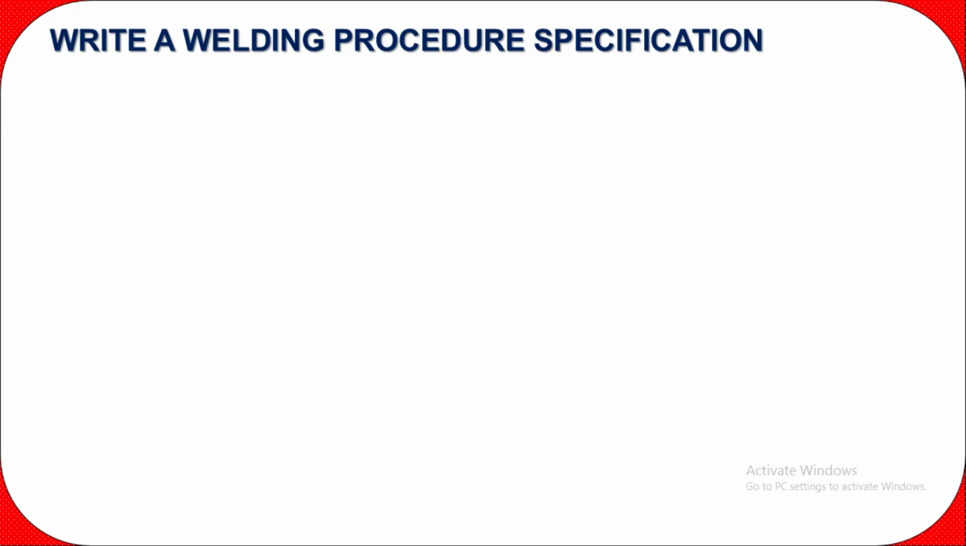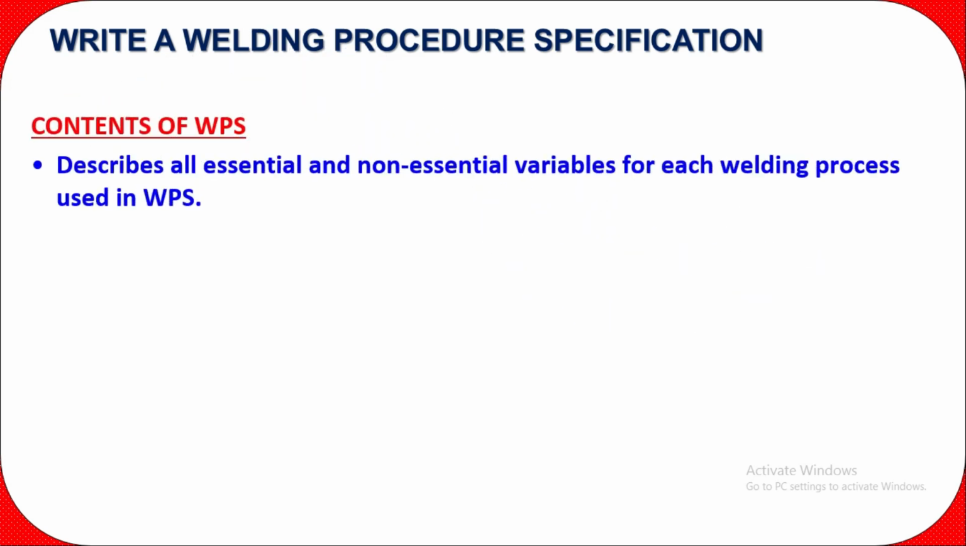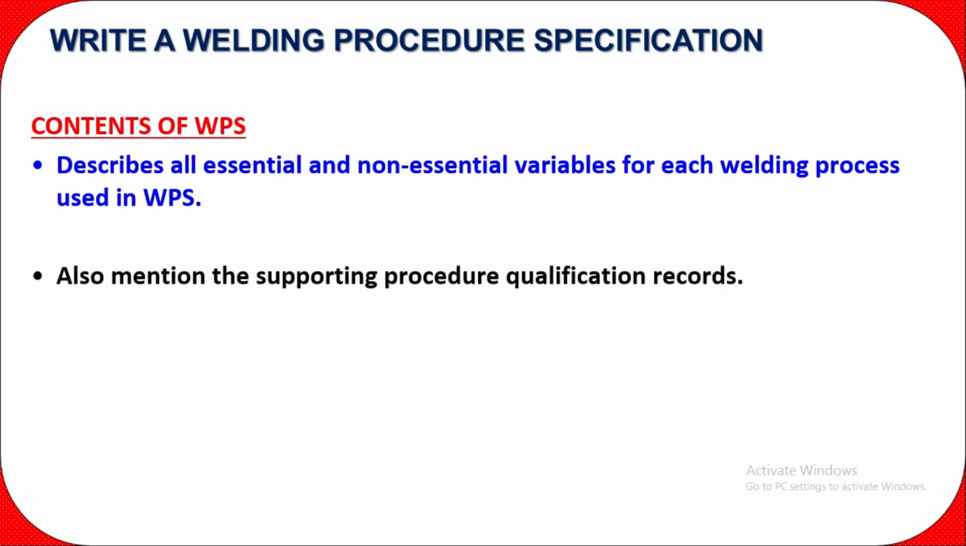Now first thing, writing a welding procedure specification. What are the contents that will be there? The contents describe all essential and non-essential variables for each welding process used in the WPS. So this is the content of the WPS.